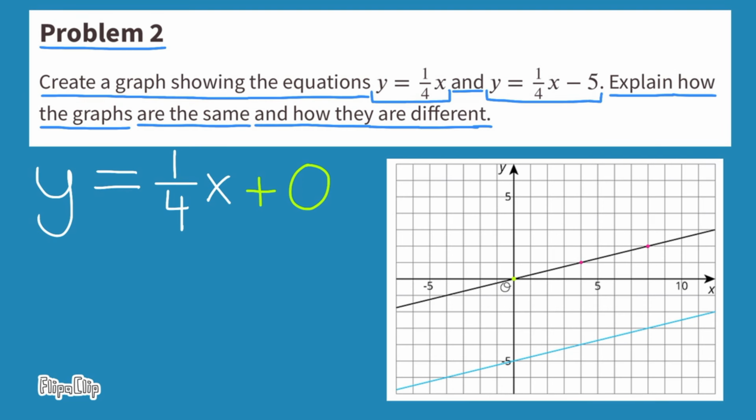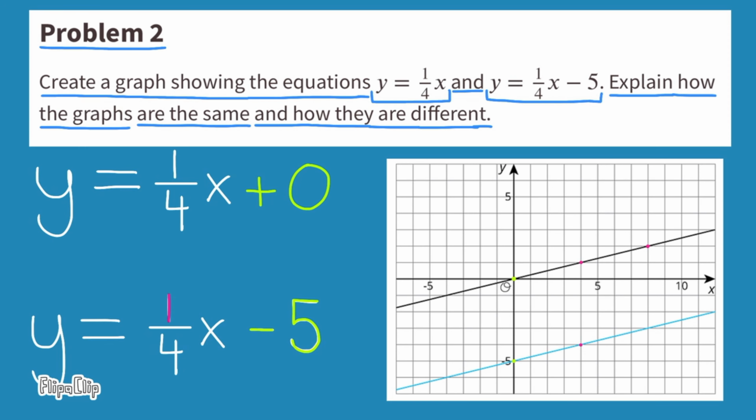Let's work on the line for y equals 1/4 x minus 5. Minus 5, or negative 5, is the y-intercept. So let's start at the y-intercept and move up 1 and then to the right 4 units. That's where we can put our first point.